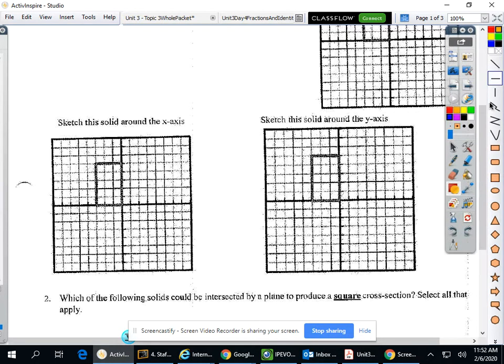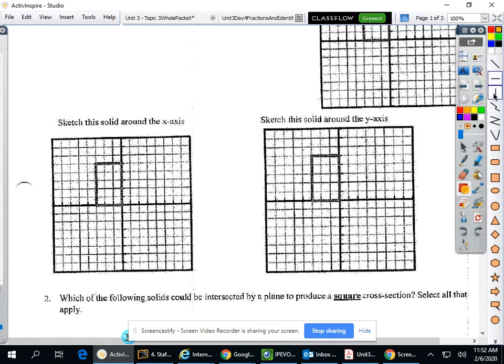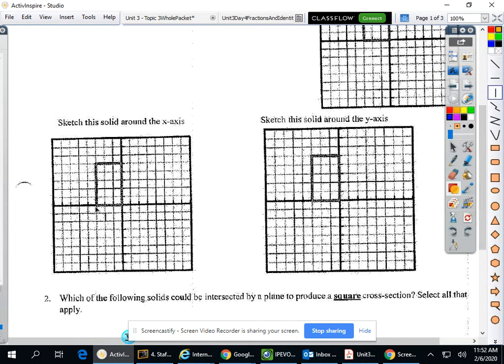So I'm going to draw a rectangle, and this is what you should do on your quiz also, is draw a rectangle shape about the x-axis. So this is 5 units this way. So I'm going to go down 5, 1, 2, 3, 4, 5, and then right 3.